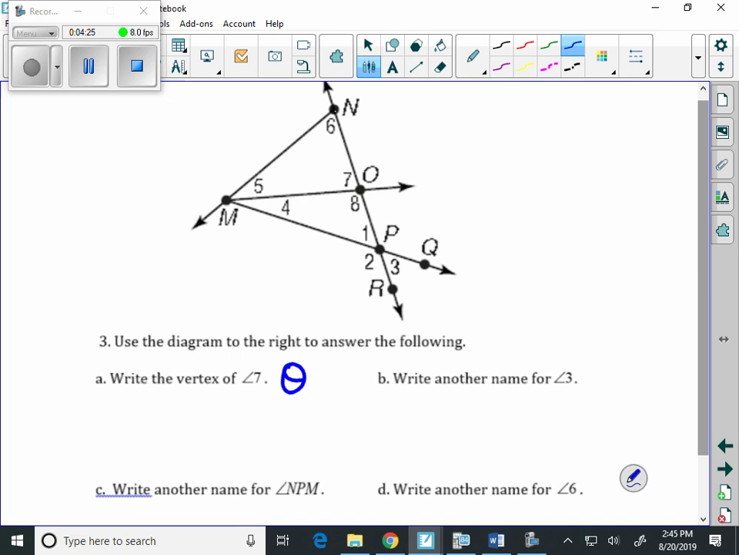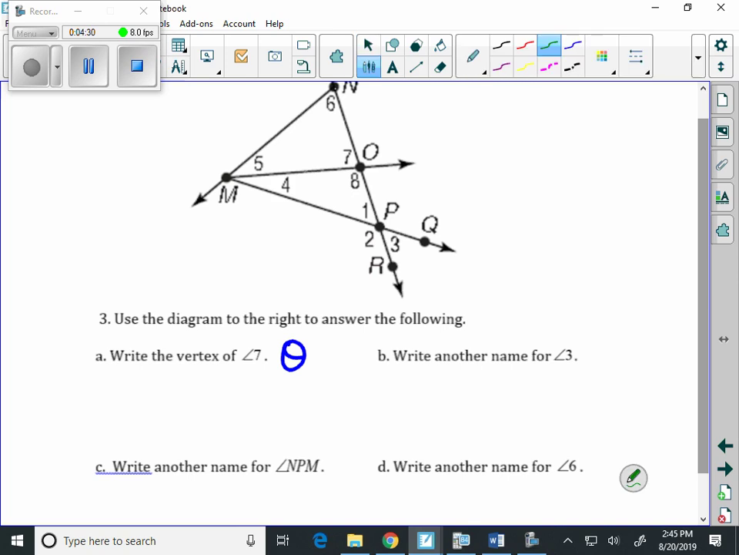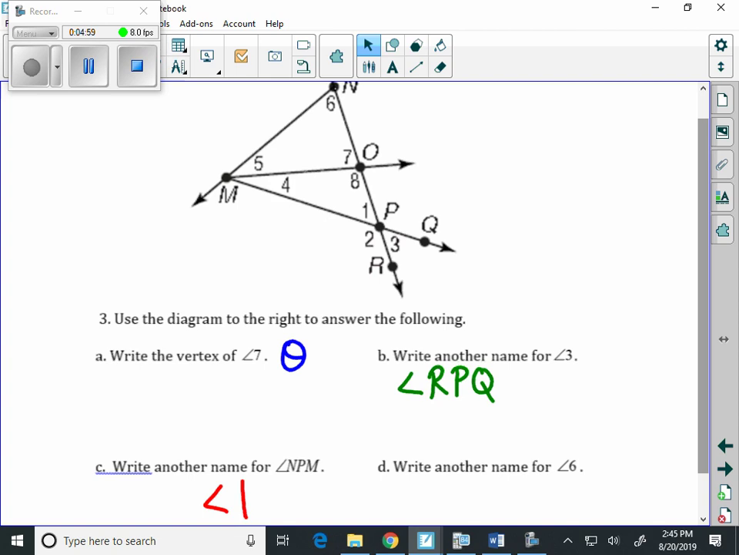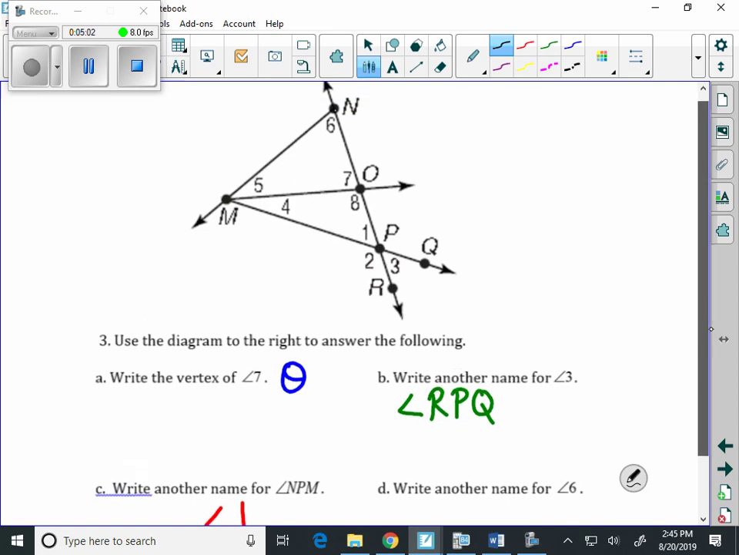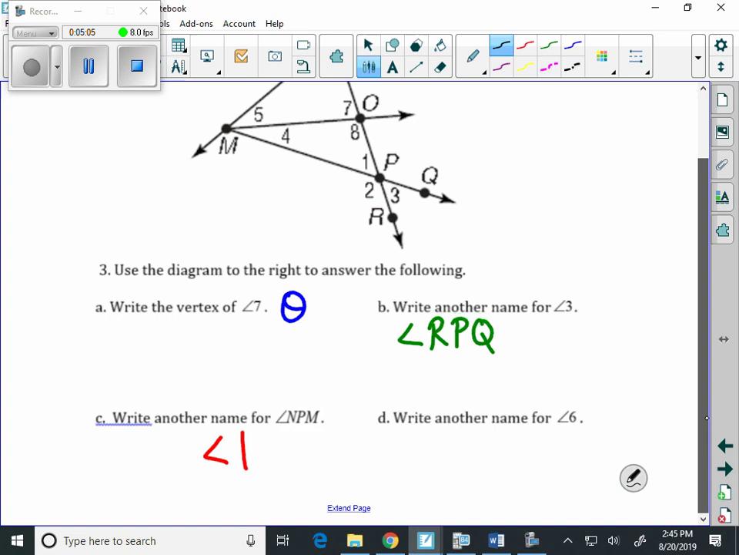Write another name for angle 3. Well, again, to be a little bit more specific, angle RPQ. It represents the same value there. Write another name for angle NPM. NPM is angle 1. And finally, write another name for angle 6. Well, again, to be specific, I would say something like angle MNO.